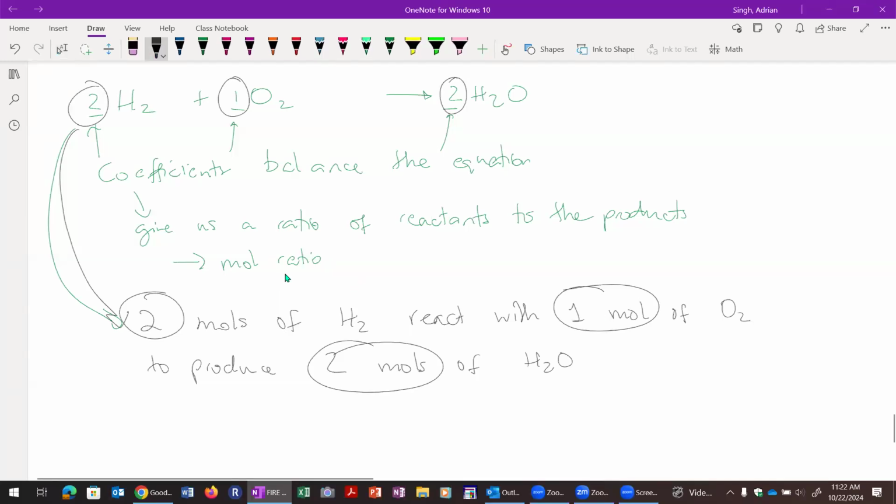You can think of the mole to mole ratio as analogous to a recipe that you would use to make something, right? To make a dish or a sandwich or something. So for example, we can say, to make one sandwich, you need 2 slices of bread and you need 1 slice of cheese, right? So a very simple sandwich. Same thing here. In order to make 2 moles of water, we would need 2 moles of hydrogen and 1 mole of oxygen. It's very similar if you look at it from that perspective.